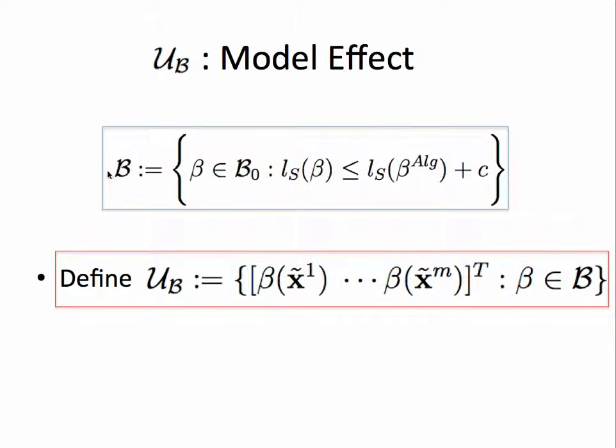So once we have defined our set of good models in this way, then we can define the set U subscript B in the following manner. It's the evaluation of all models in our set of good models on the set of future feature vectors x tilde 1 to x tilde m. So these are all the predictions using the set of good models.